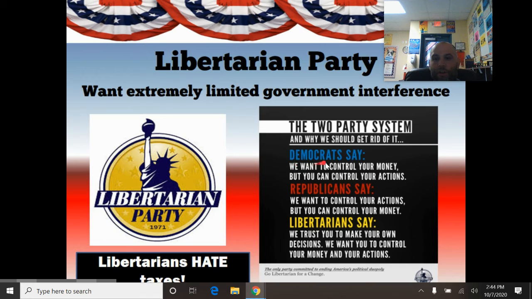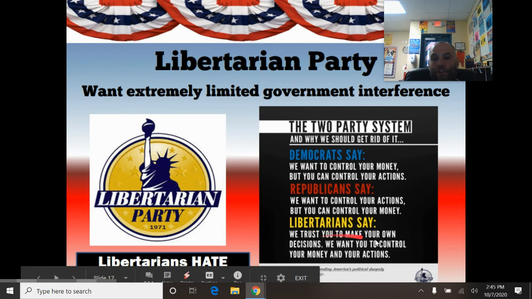So a good picture here. Make sure you write this down in your notes. It says Democrats want to control your money, but you can control your actions. Republicans say we want to control your actions, but you can control your money. Libertarians say we trust you to make your own decisions. We want you to control your money and your actions.